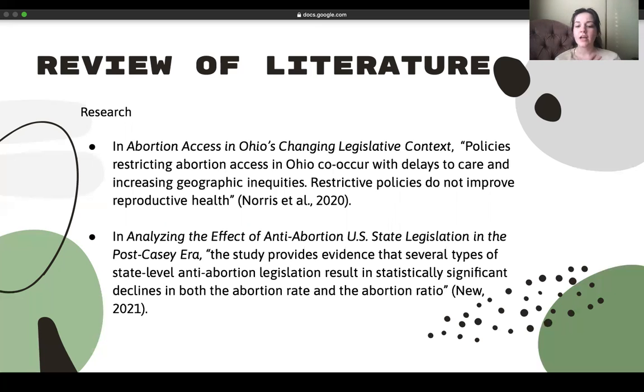And then this next study showed that there was a statistically significant correlation or kind of impact of restrictive abortion policies on abortion rates and the abortion ratio. So that was important to inform my research before starting because I needed to know what the literature already said. Like, it's not like I am the first one to study abortion rates and restrictive abortion policies. So it was important to see if my numbers and data matched with former studies.